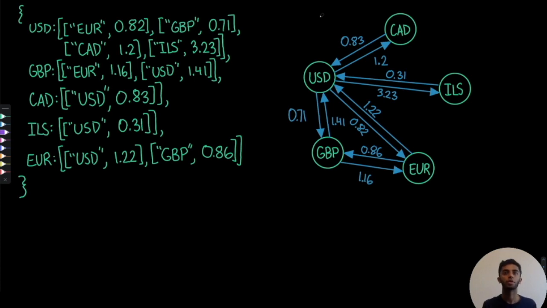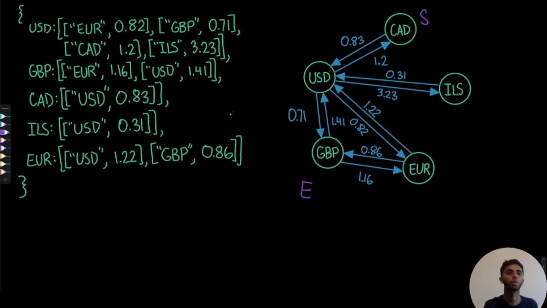Okay, so our goal with this question is to find the maximum exchange rate between the two input currencies. So we want to basically say, if we are starting at Canadian dollars, so I'll write an S right here for start, and our end is Great British Pound.